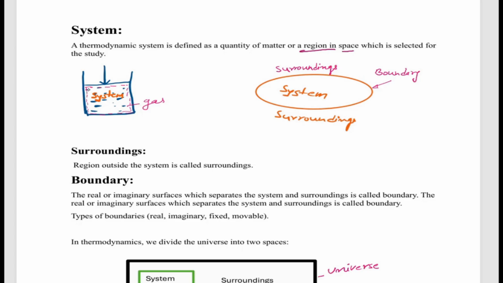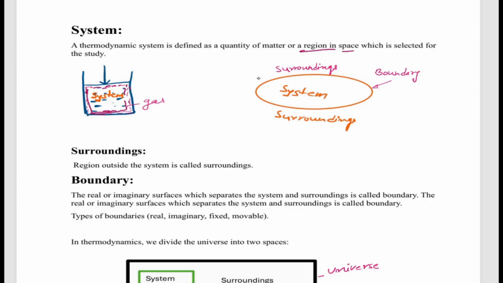So this is called the system, because we are interested in studying its properties and how much heat is coming in and work done on the system. We want to do some study, so for us, this is the system.